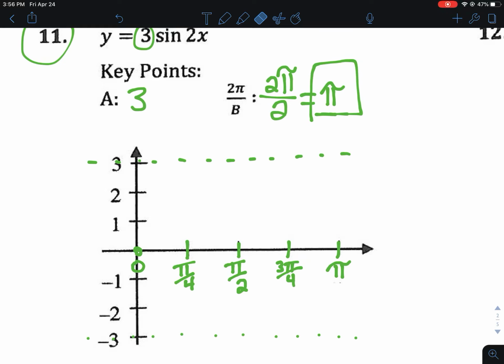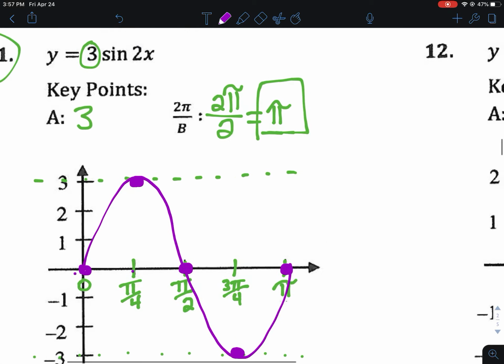So now that we have everything labeled, we know it's a positive a value, so the sine is going to trend up. Sine always starts in the middle, so I'm starting at the origin. At the first tick mark, I'm going to go up because it's positive sine to the top of my amplitude. Then I'm going to go to the middle. Then I'm going to go down to the bottom of my amplitude. And then back to the middle and connect your sine curve. Right? So as long as you've drawn one full period, that's all we really need to see. Okay?